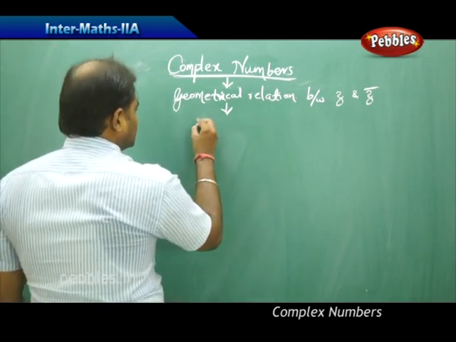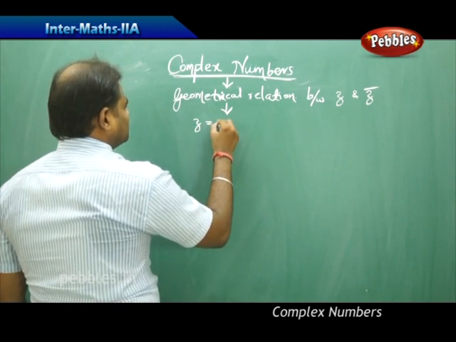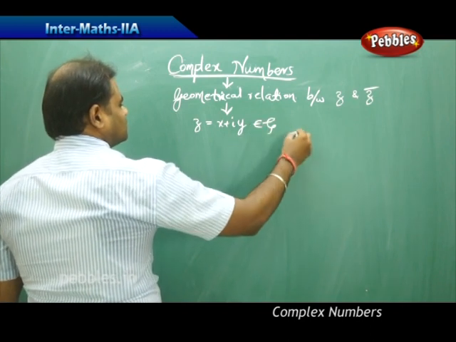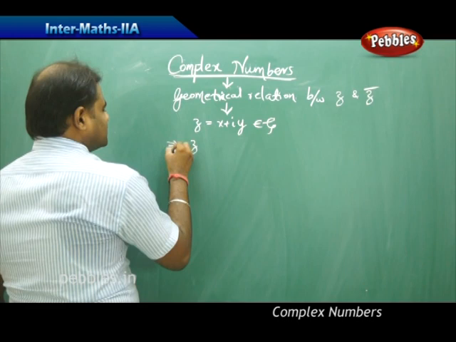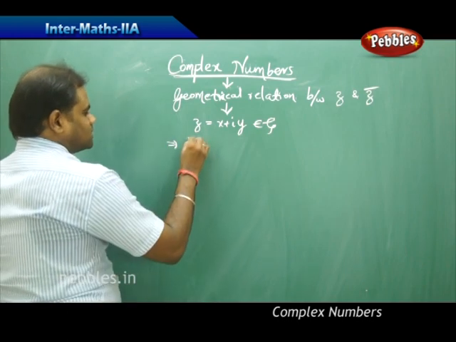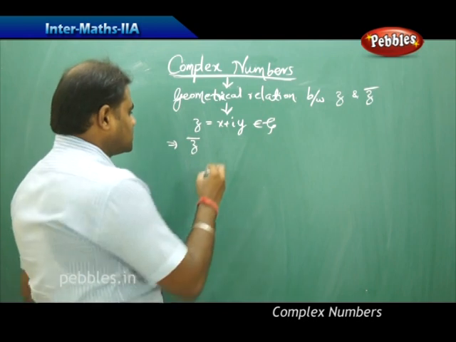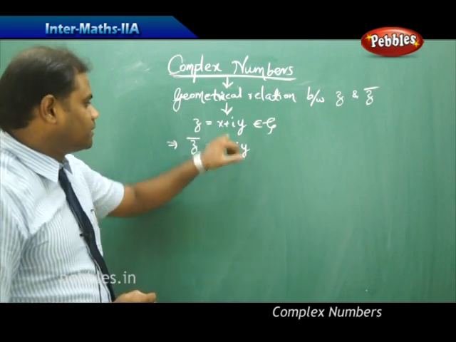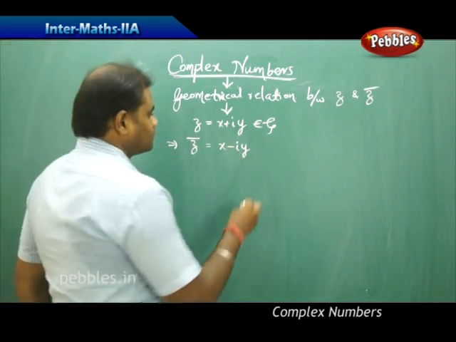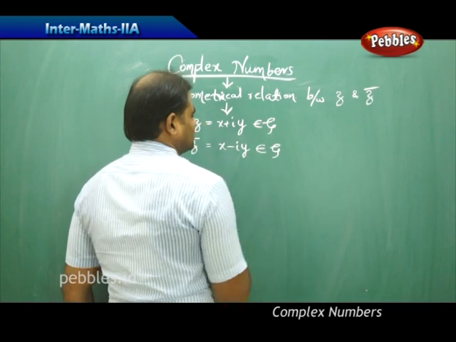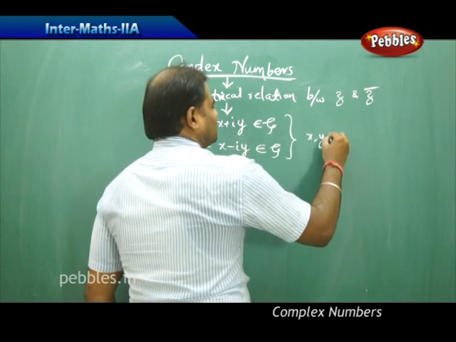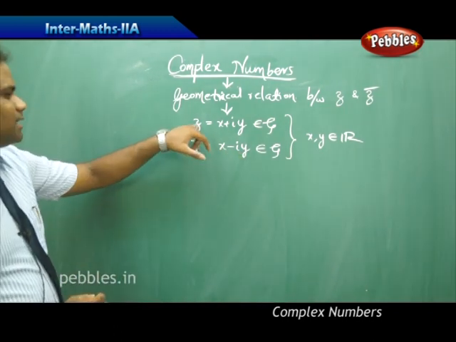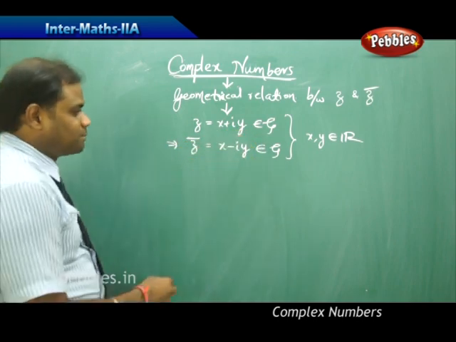Say, for example, I take a complex number z equals x plus iy belonging to C. Then that implies its conjugate, denoted by z bar, we all know is x minus iy, because the conjugate is obtained when I replace i with minus i. This also equally belongs to C for x and y belonging to R. Now that the conjugate and its respective complex number are here, let's represent them on the Argand plane.